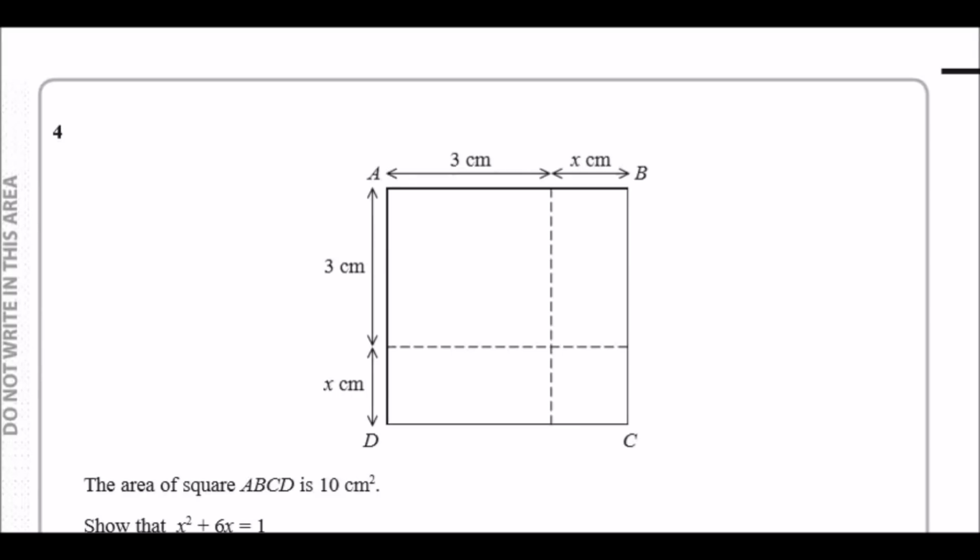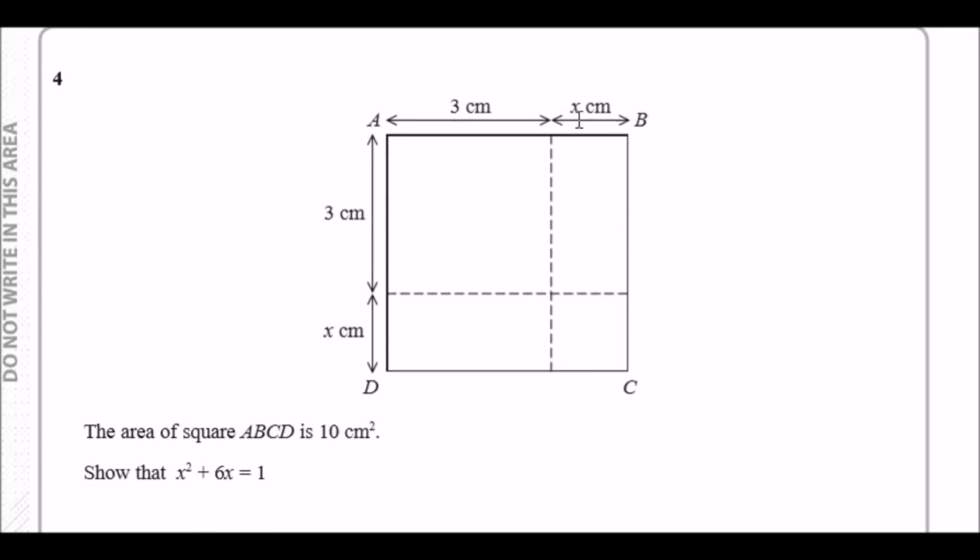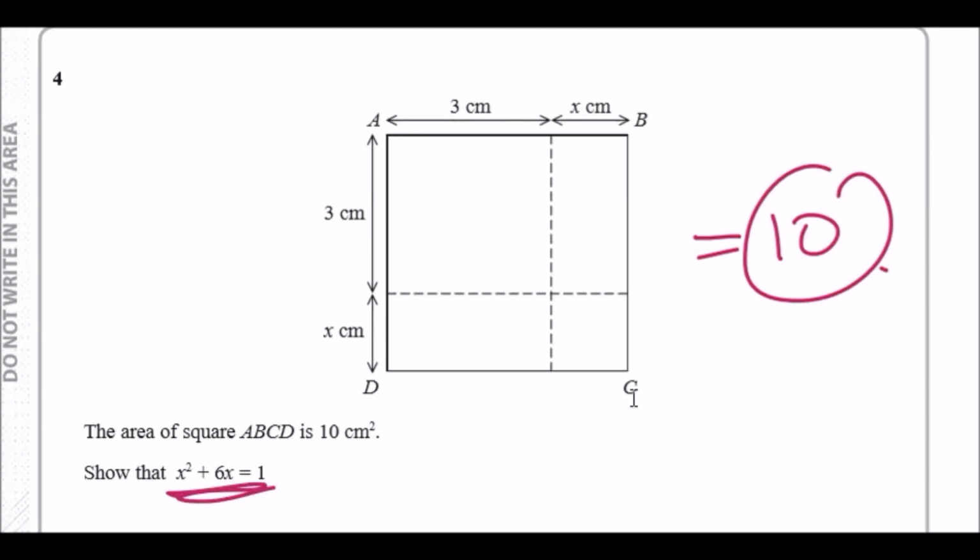Number 4, oof, algebra, I love it. So you're given some information, and it states that the area of the shape ABCD equals 10. So the total area is 10. Keep that in mind. Show that you can make a quadratic equation. Right, so literally just find the area of each block and equate it to 10.